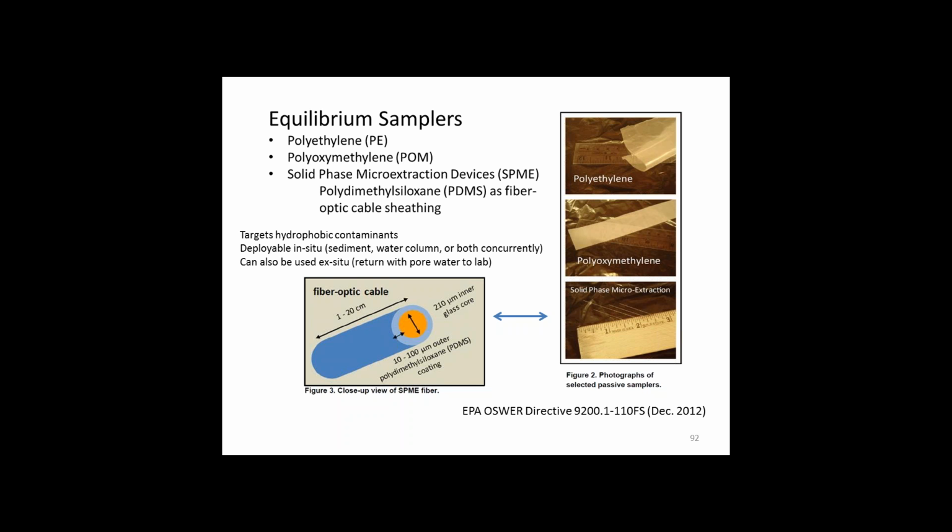The polydimethylsiloxane in the bottom sample with the ruler is the coating that is typically found on fiber optic cables. So what you do with these fibers is embed them in the sediment and later retrieve them, and they are analyzed directly.